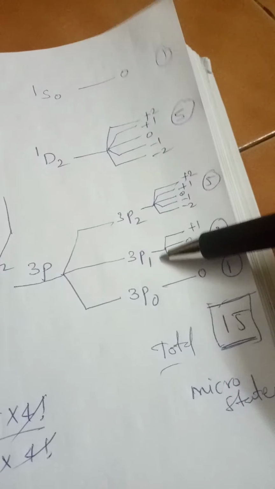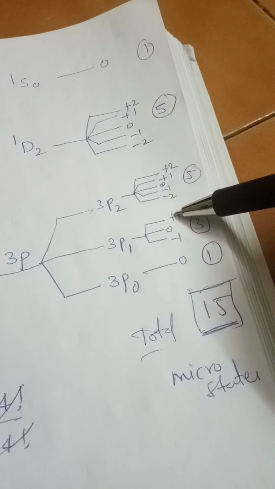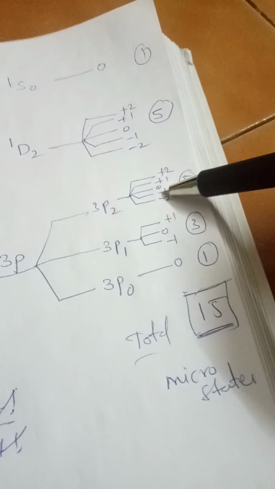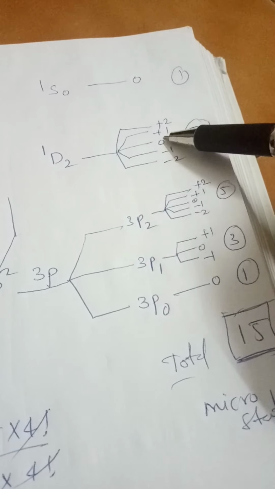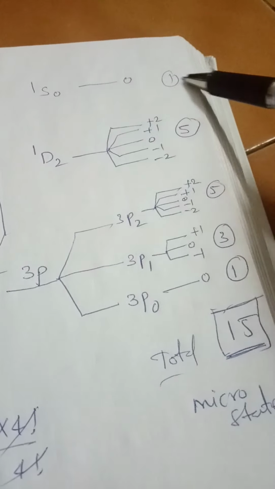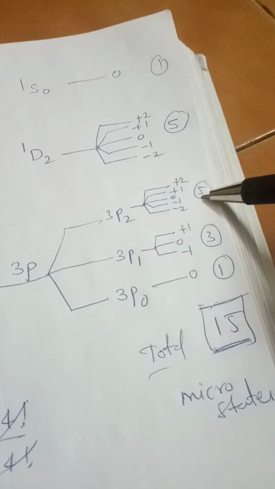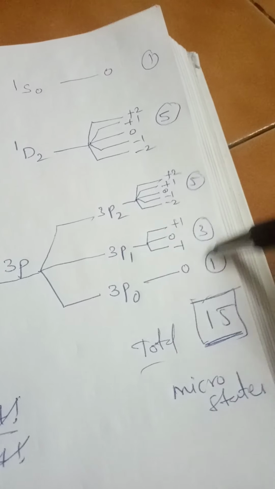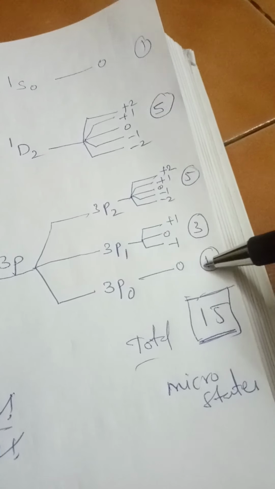So again we draw the microstates. First we have triplet P0, triplet P1 with minus 1, 0, plus 1, and triplet P2 with minus 2, minus 1, 0, plus 1, plus 2, whereas singlet D2 has minus 2, minus 1, 0, plus 1, plus 2, and singlet S0 has 1. So we calculate the total microstates. This is 1 microstate. How many microstates here? 1, 2, 3, 4, 5. So 5 microstates. Here also 5. Here 1, 2, 3 microstates and 1 microstate. Total: 5 plus 5 is 10, plus 3 is 13, 14 and 15.